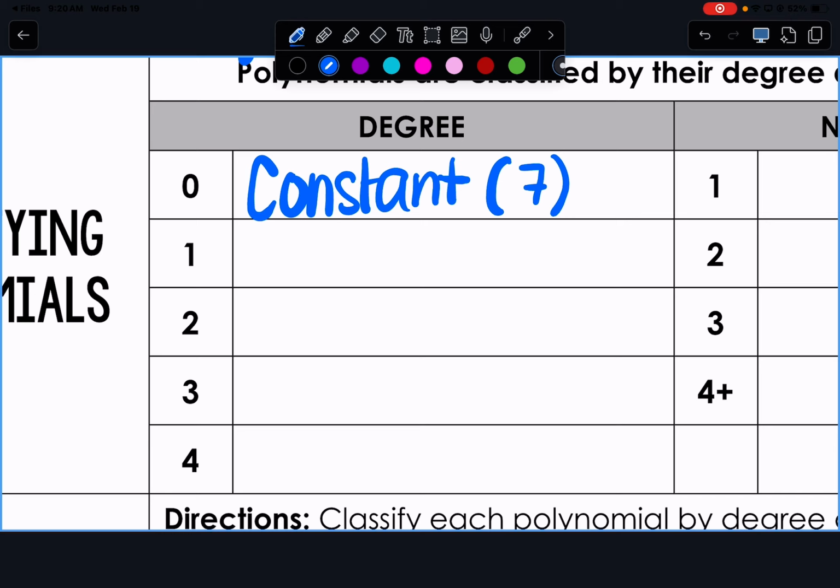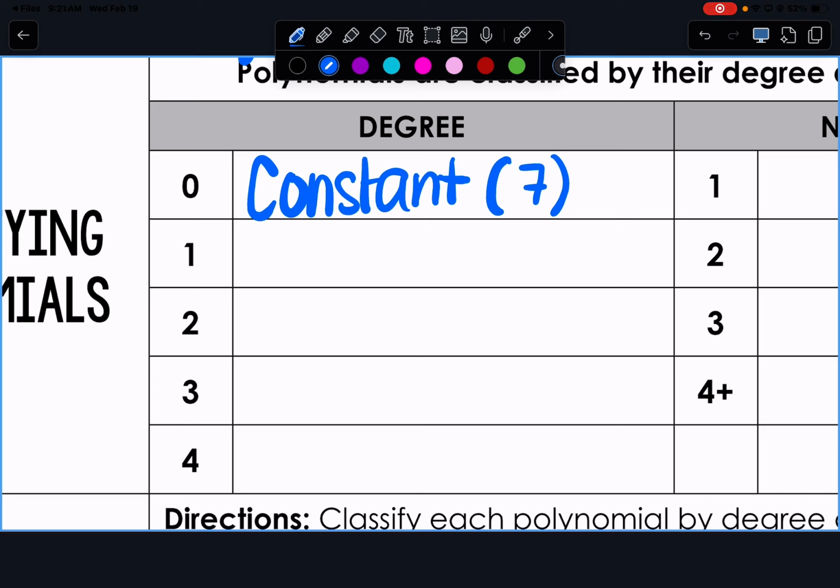The reason for that is because if I was to say 7x to the 0 power, what is anything to the 0 power? 1. So that 1 basically just makes that 7 times 1, which is 7. It's because when we do a 0 power, it causes anything that's being raised to go away. So if we had an x there, it would go away because it's got a 0 on it.